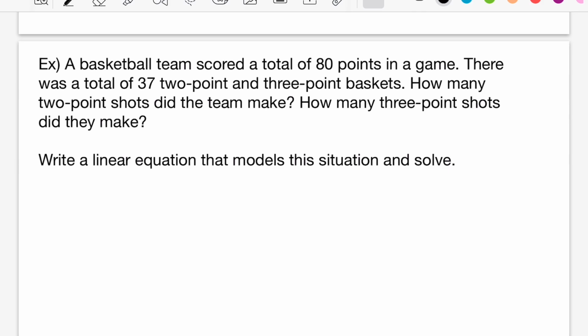The first thing we're going to do is assign variables to the things we're trying to find. So we'll let x represent the number of 2-point shots, and y represent the number of 3-point shots.